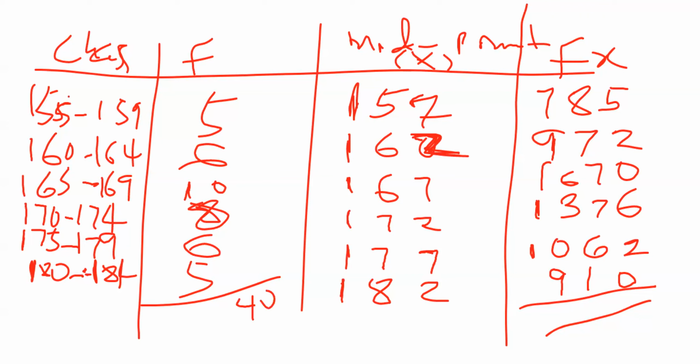So this side is what you add for me. 785 plus 972, 1670, 1376. That is 6775. So we have gotten the value. I hope you have taken note of that. 6775, and this is 40. So to get the mean will be summation of fx all over summation of f.